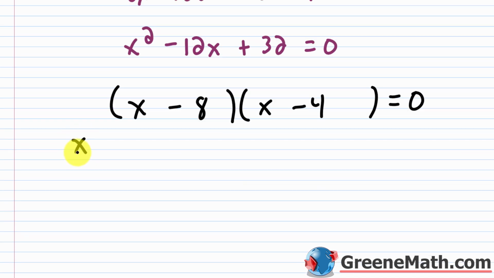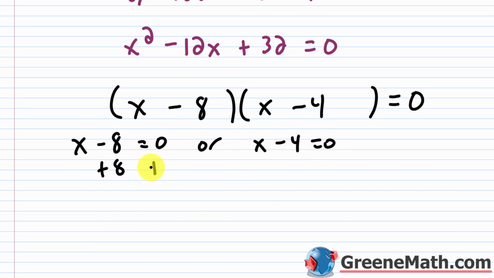So here we would just say x minus 8 is equal to 0, or x minus 4 is equal to 0. Let's add 8 to both sides of the equation. Let's cancel this away and say x is equal to 8. Let's add 4 to both sides of the equation. Cancel this away. We'll say x could also be 4. But again, these are proposed solutions, so we have to check them.